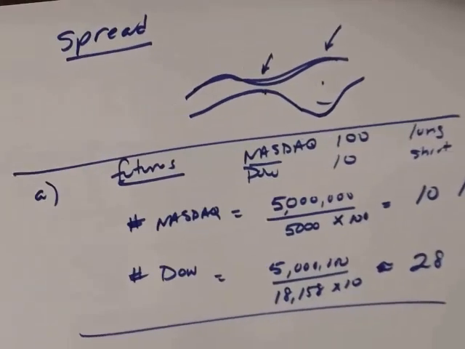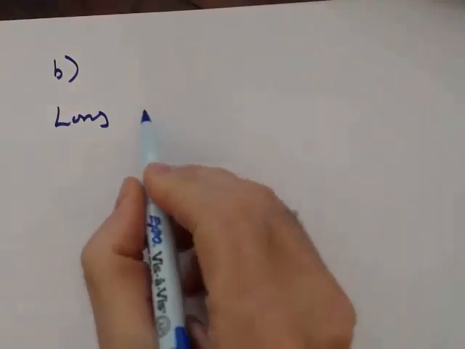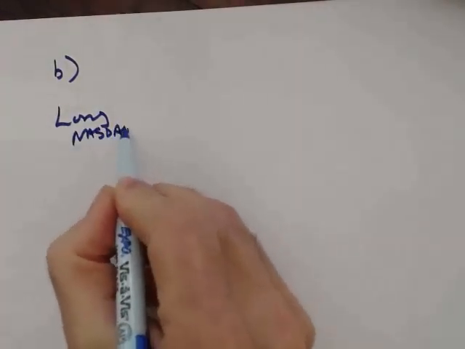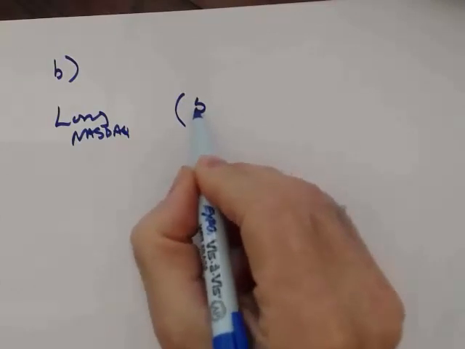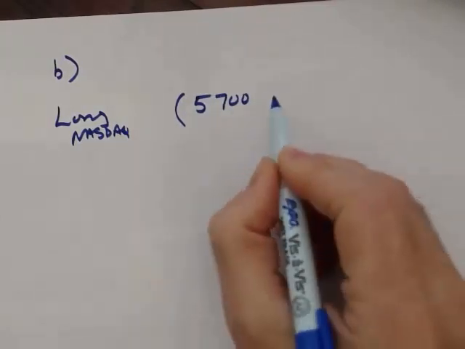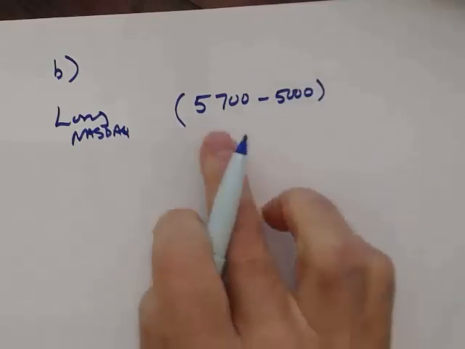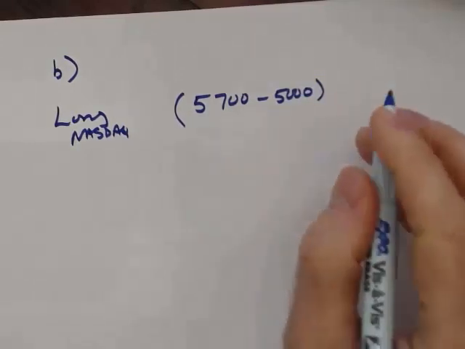Now let's look at part B. Part B says, if at the futures maturity, when the contracts mature, the NASDAQ stands at 5,700 and the Dow at 18,200, what is the profit from each position and overall? So let's look at the long. We're long the NASDAQ, and it's now 5,700. When we put on the contract, it was 5,000. That's exactly what we thought it would do. We thought there'd be a gain.